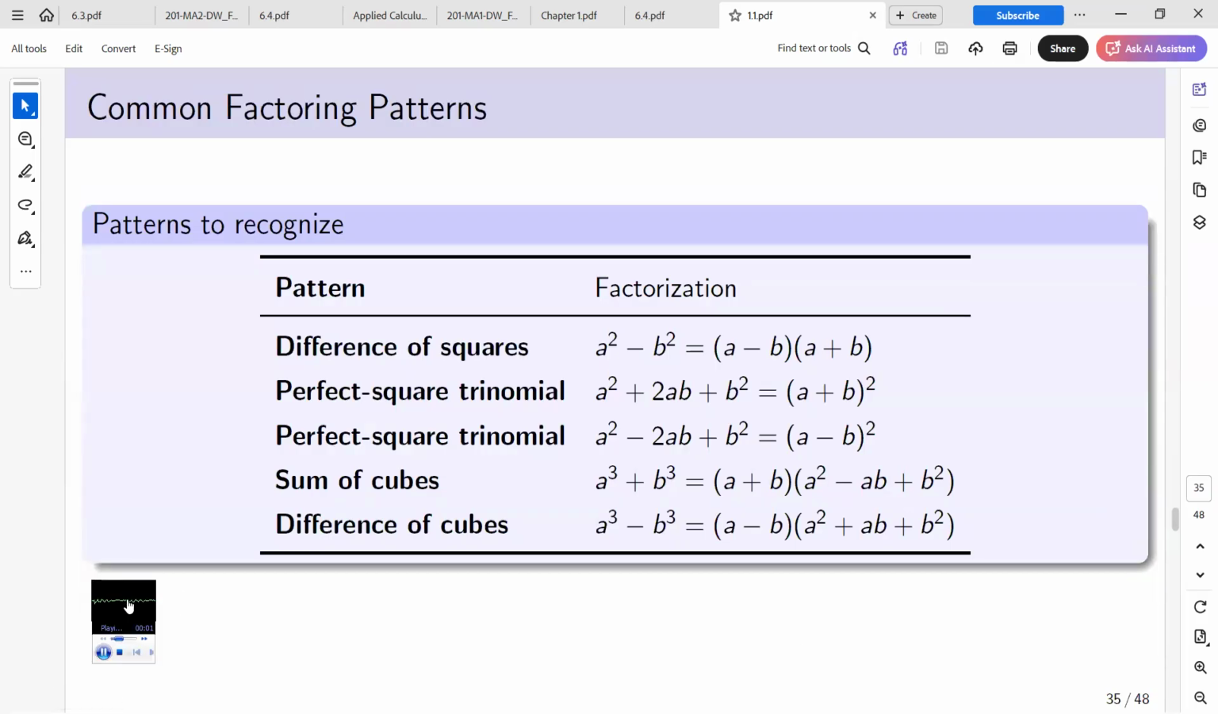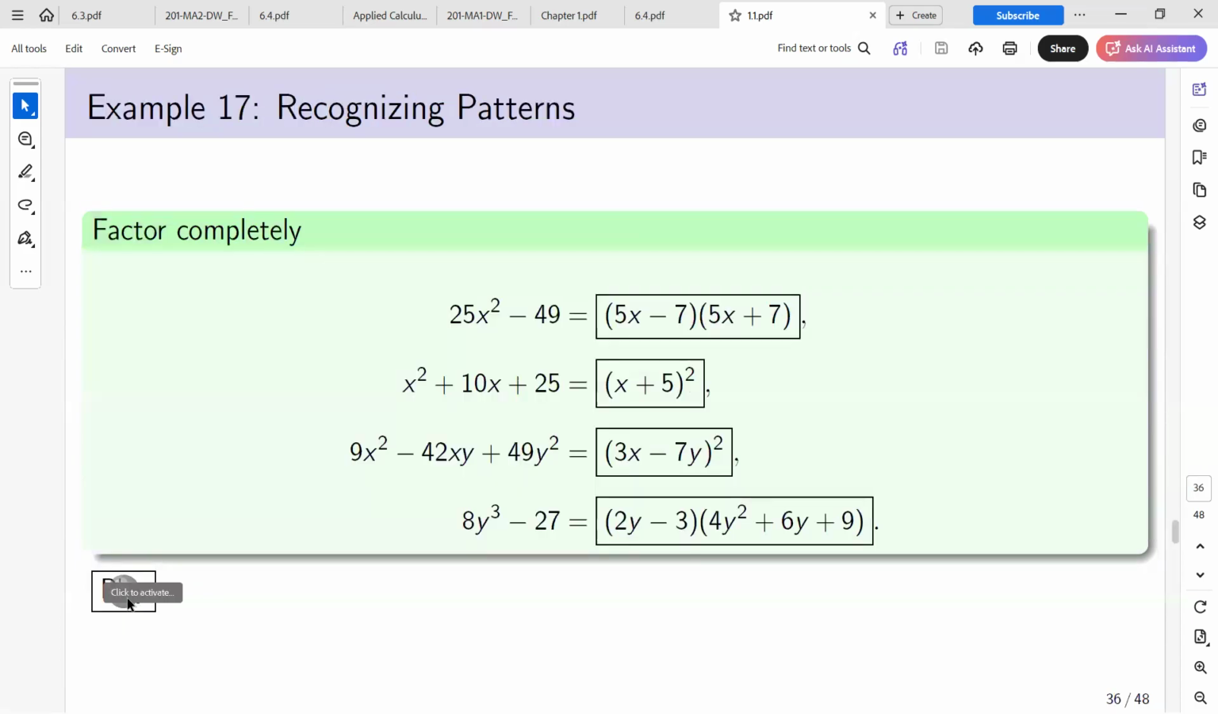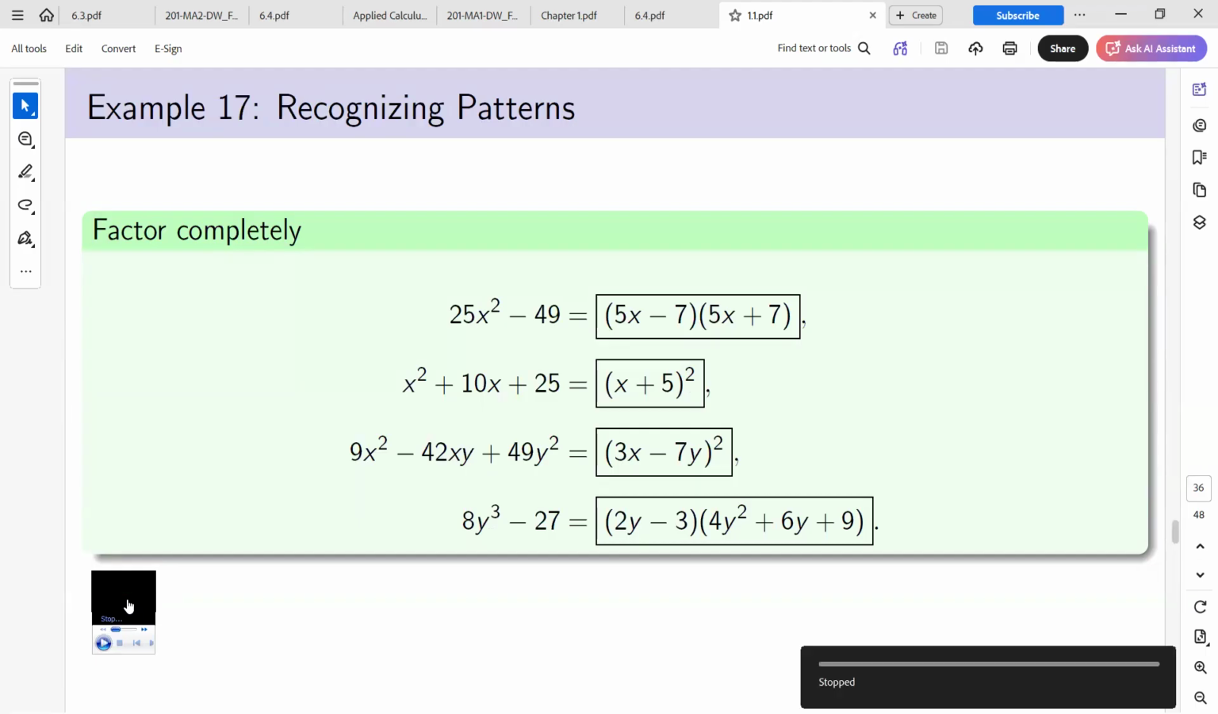Recognizing a standard pattern can make factoring much faster. The signs in the sum and difference of cubes formulas deserve careful attention. The first is a difference of squares, the next two are perfect square trinomials, and the final expression is a difference of cubes.